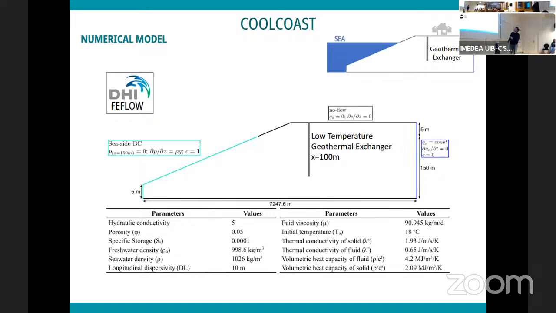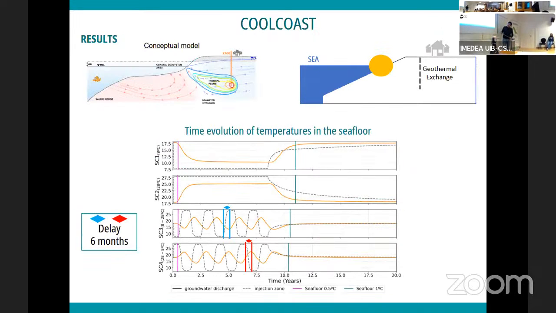Okay, the water that goes from the inland to the sea, that is discharged in this direction, is a constant flux with a constant concentration of 0, while on the sea side there is a constant concentration of 1. Okay, the whole model has the same temperature, 18 degrees, with these parameters that I don't explain now.